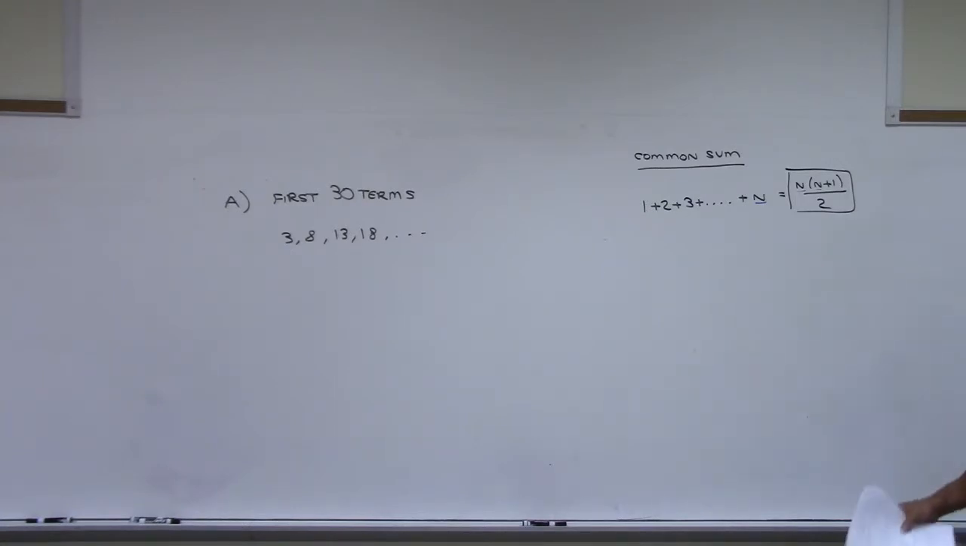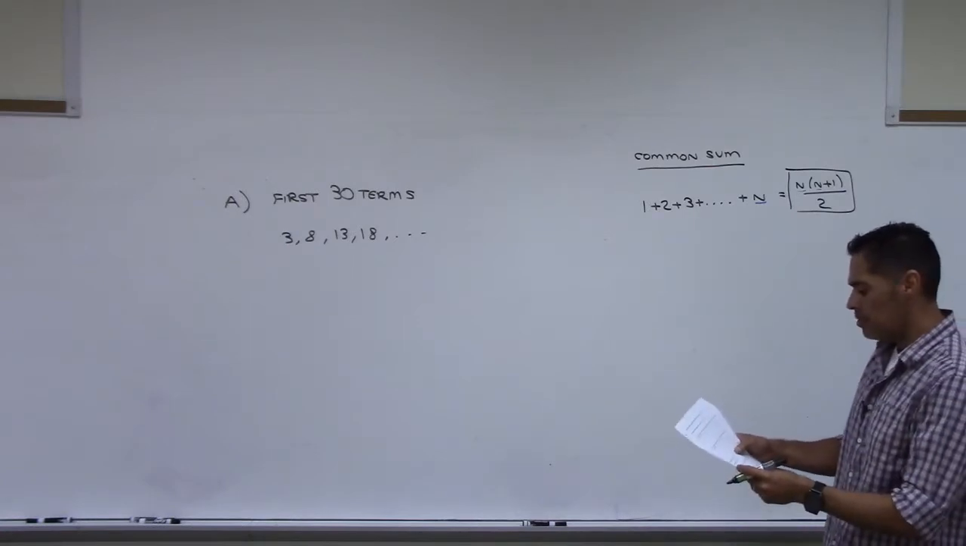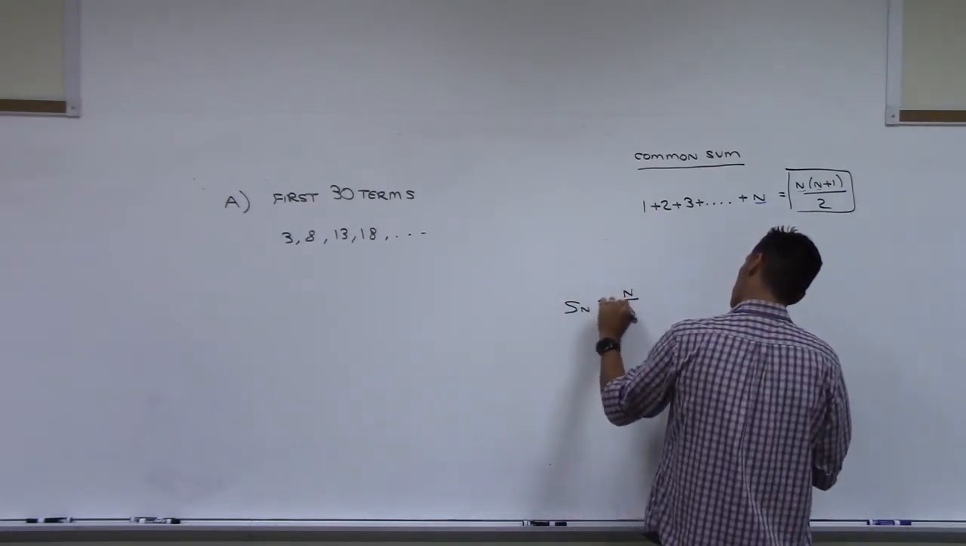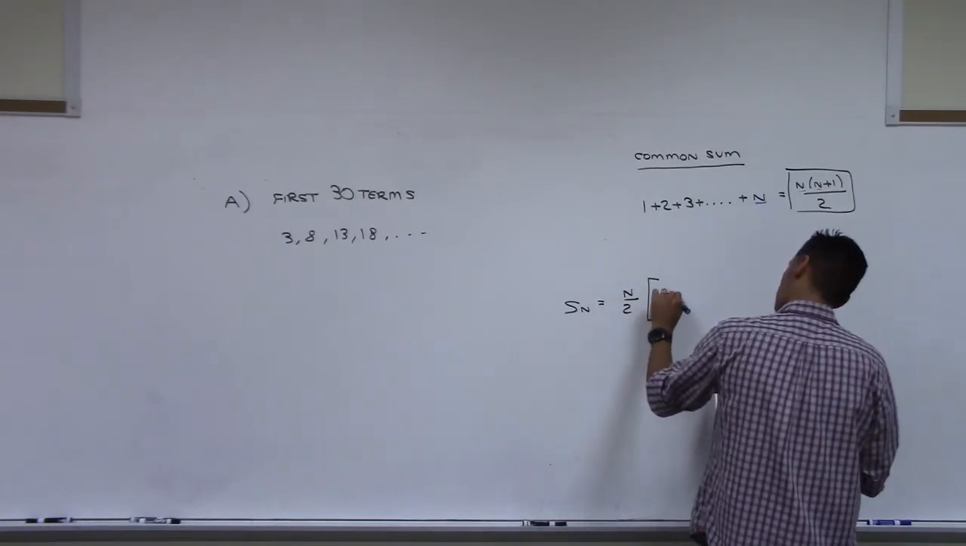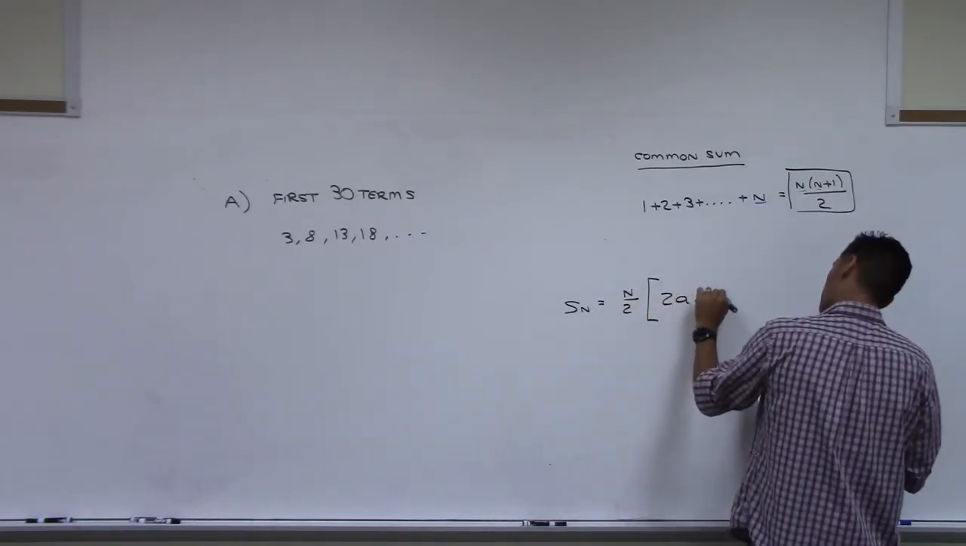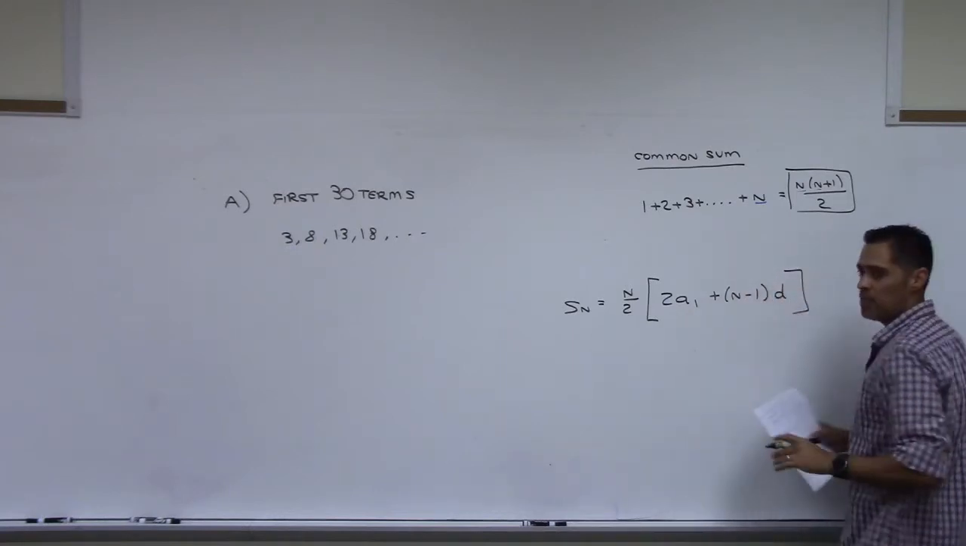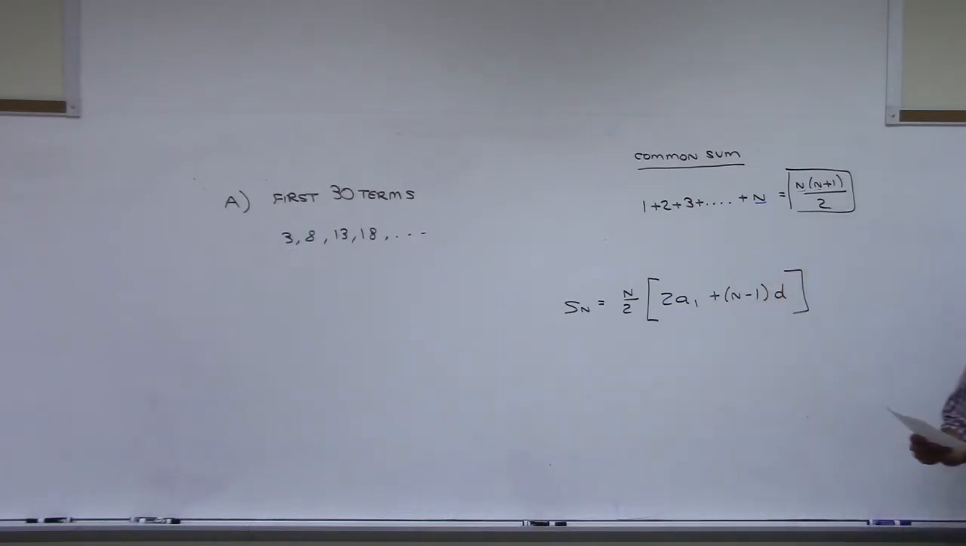Okay, it's arithmetic. If it's arithmetic, we use the formula S sub n equals n over 2 bracket 2a sub 1 plus n minus 1. Would you believe me if I told you Gauss went on to do brilliant things in mathematics? This is probably one of the top 10 mathematicians of all time? Okay, yeah.